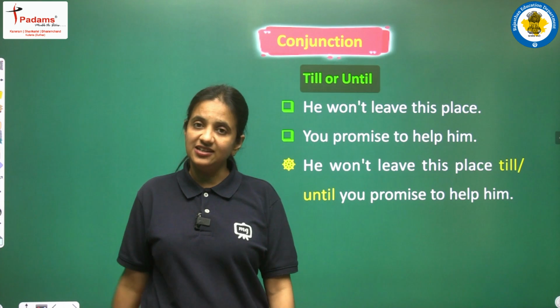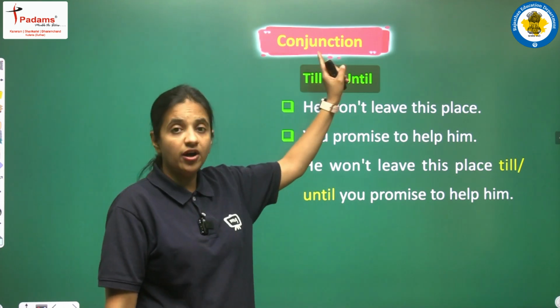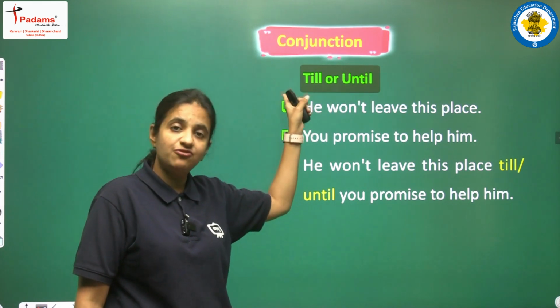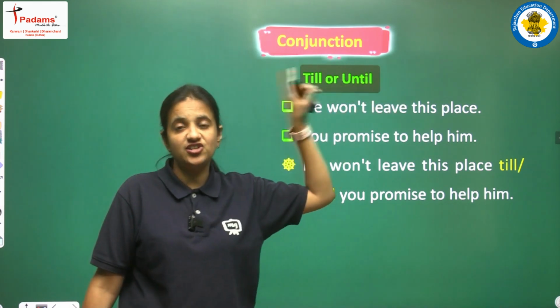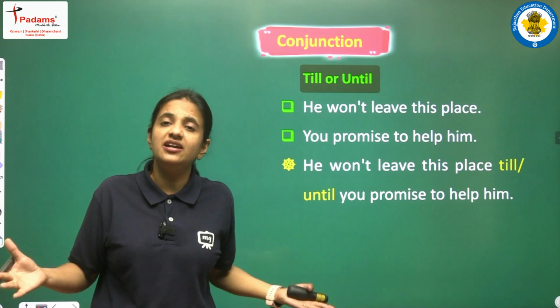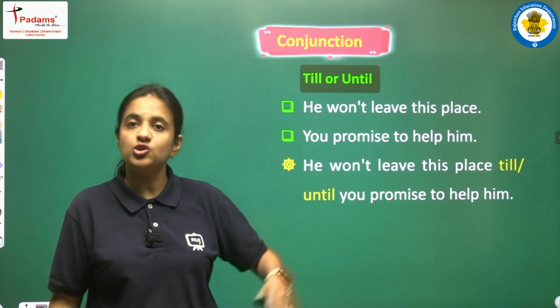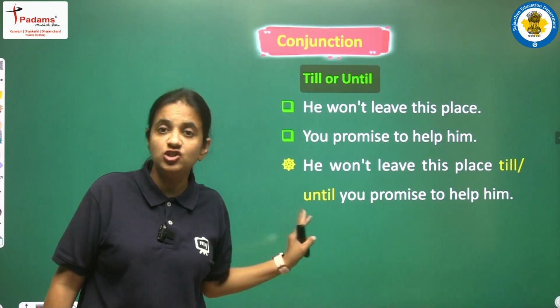Moving on, the next conjunction we are having is till or until. So they are two different conjunctions, right? Till is a different conjunction, until is a different conjunction, but they are used similarly. No difference is there when we are using these two conjunctions. So yes, we can study these two conjunctions together here.